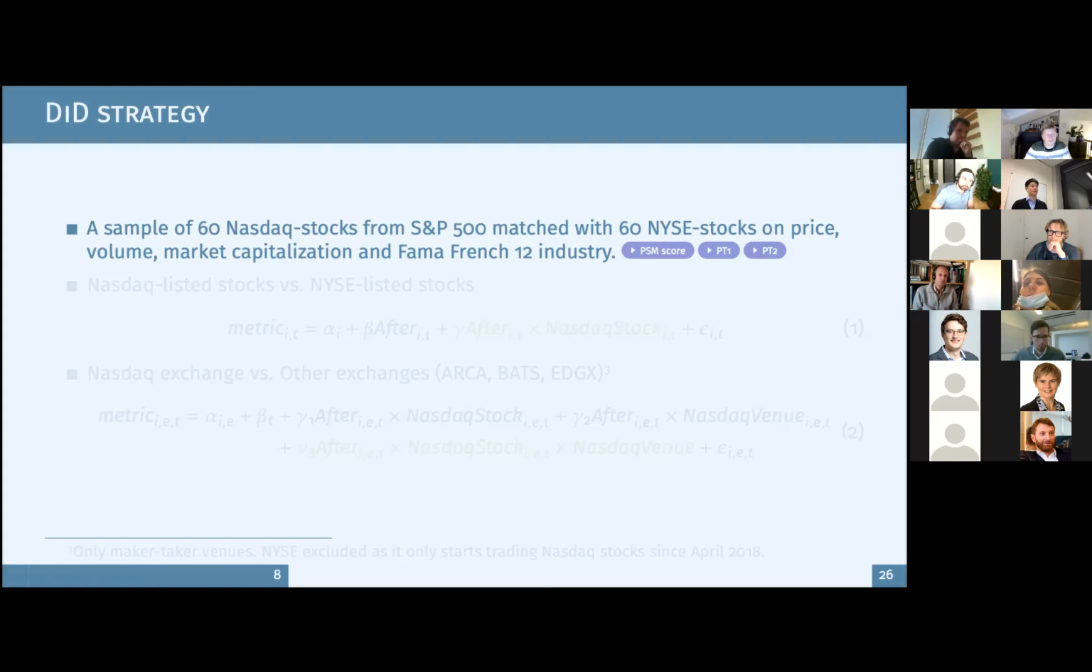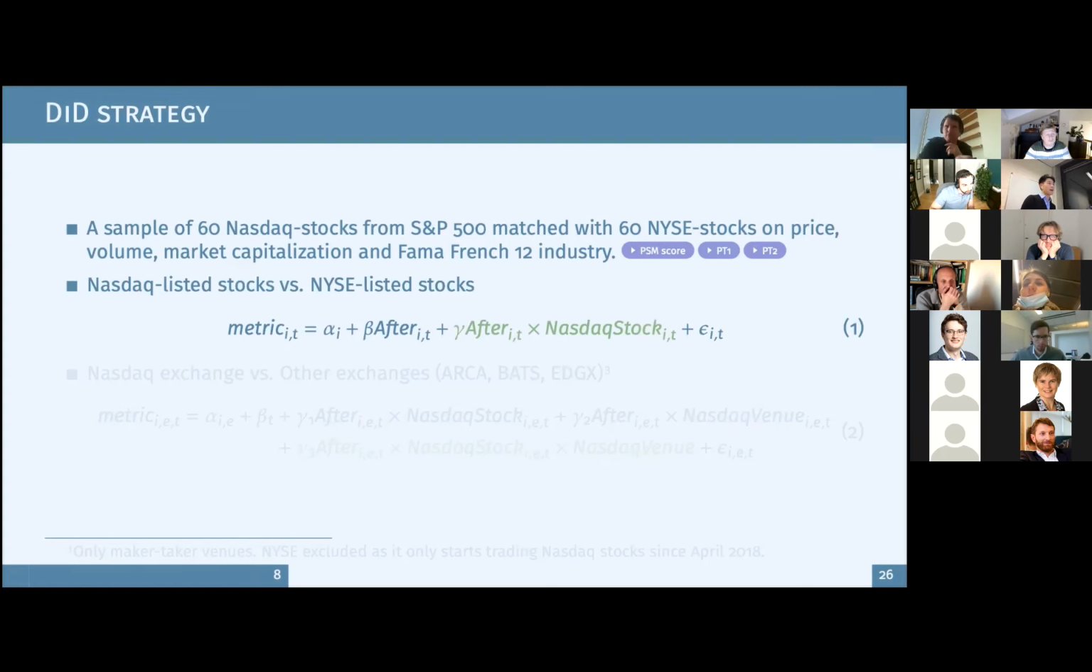So what I do is have a matched sample. I randomly selected 60 elastic stocks from the S&P 500, and I match them with 60 LYCE stocks on price, volume, market capitalization, and industry, so that I can run a difference-in-differences regression. I compare whether after the SIP upgrades, the liquidity and the trading in elastic stocks differ relative to LYCE stocks. So we care about the gamma coefficient here on the interaction term.